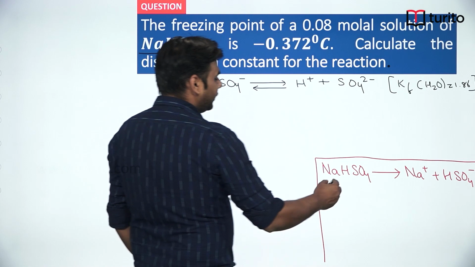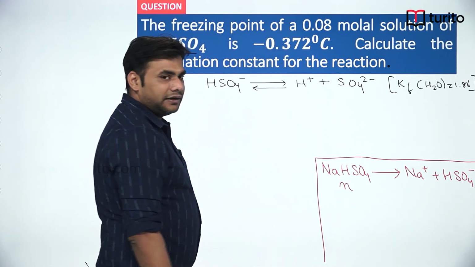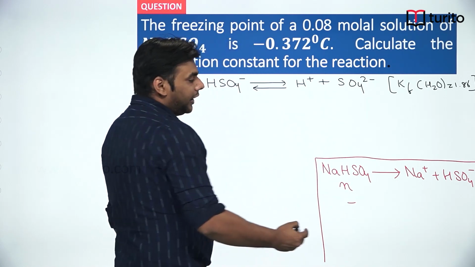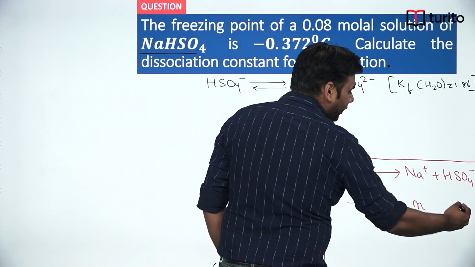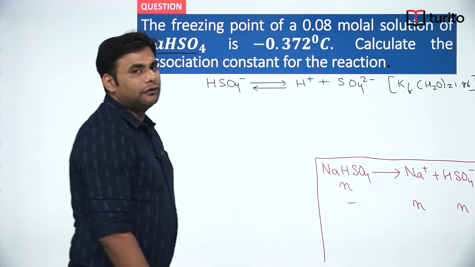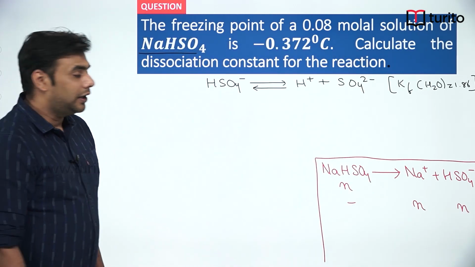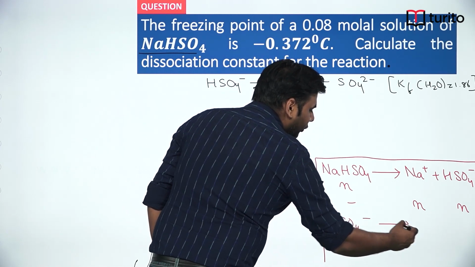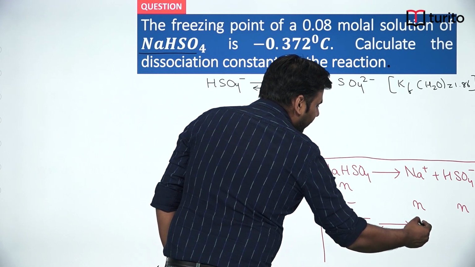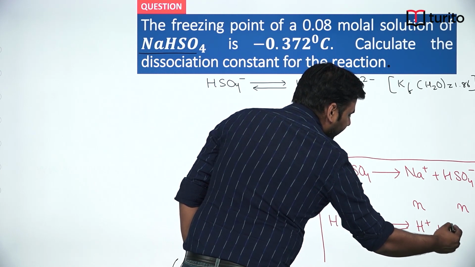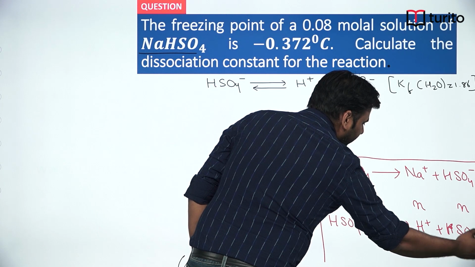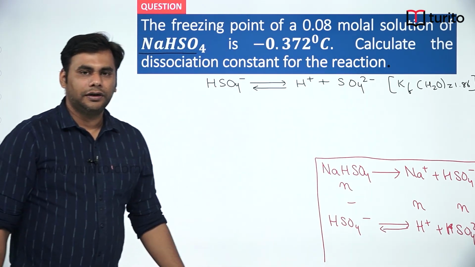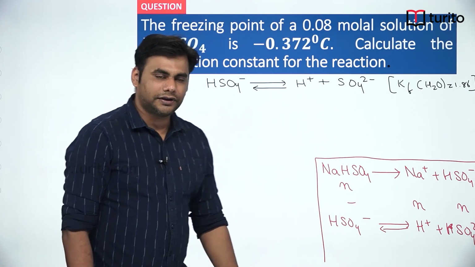Suppose the initial number of particles is n. This has completely dissociated, so it will not exist in solution. n moles of Na plus and n moles of HSO4 negative would come into the solution. Now this HSO4 negative will dissociate again, because it has an H plus ion which is acidic in nature. So it will break into this. We need to find the equilibrium constant for this reaction only.